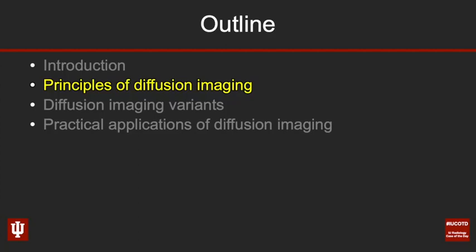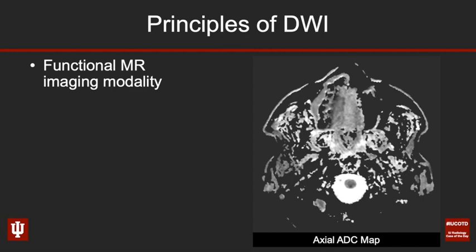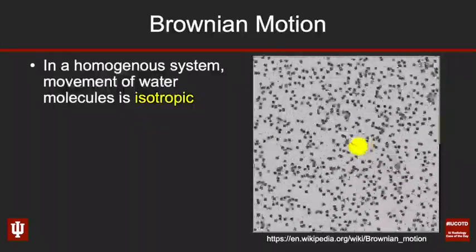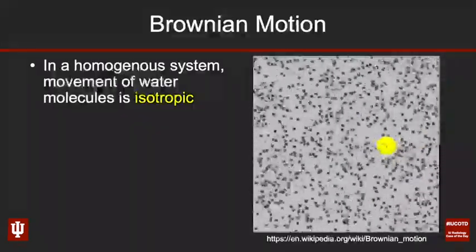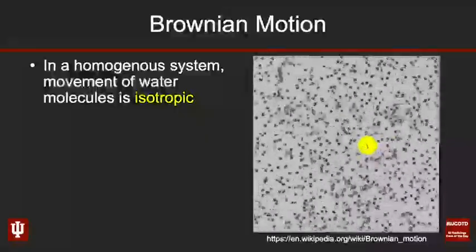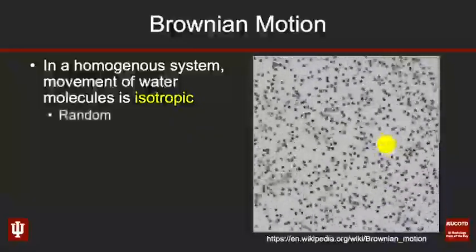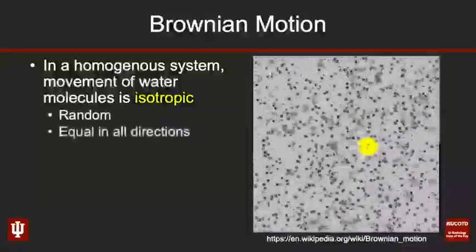First I'll talk very briefly about some of the principles of diffusion imaging. Diffusion-weighted imaging truly is a functional MR imaging modality. And in essence, what it does is create tissue contrast that's reflective of the random microscopic translational motion of water molecules. So it opens our eyes to some of the underlying physiology that's going on in the human body. Now, it's all rooted in Brownian motion, and that simply means that in a homogeneous system, the movement of water molecules is isotropic. Now, what does isotropic mean? It means that the motion is random and it's equal in all directions.